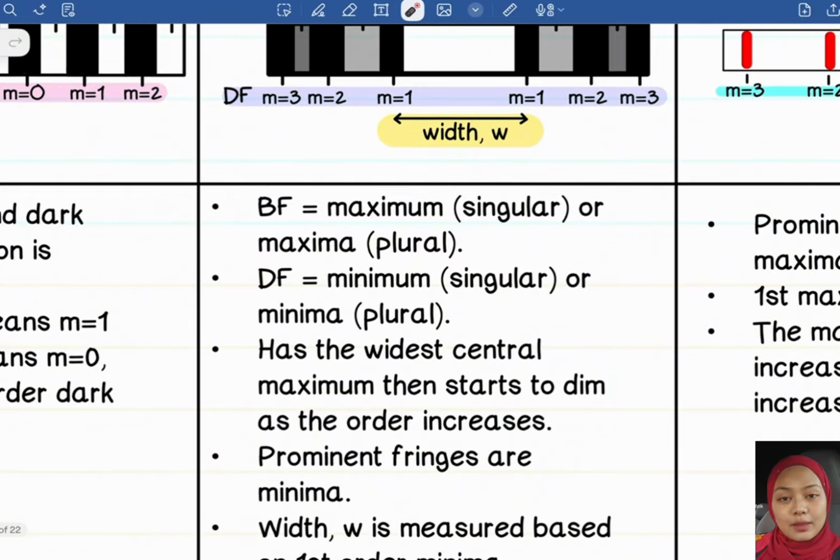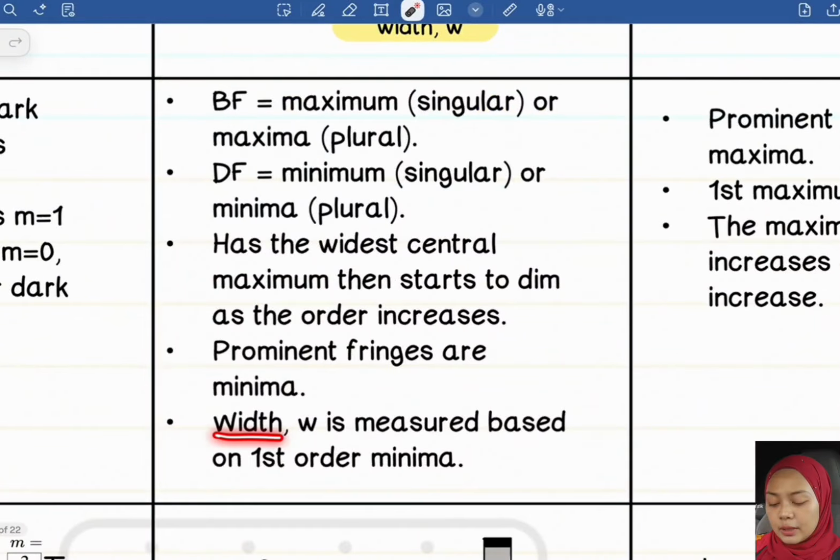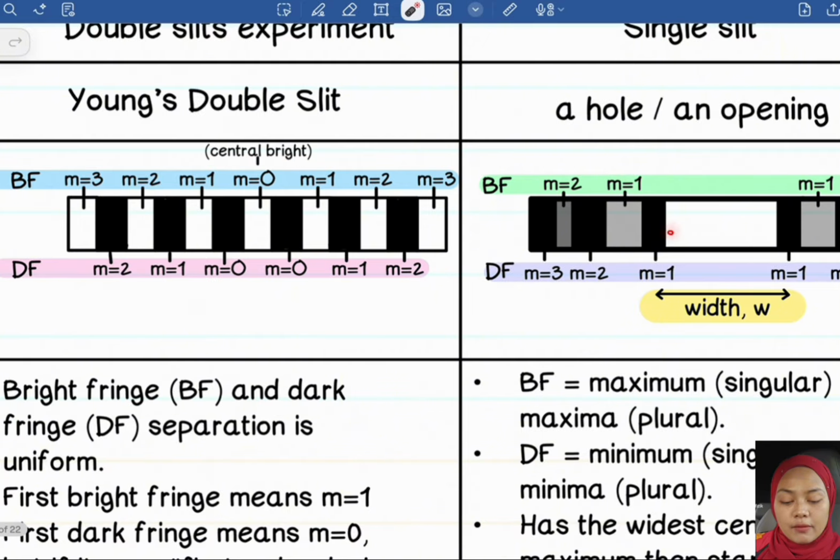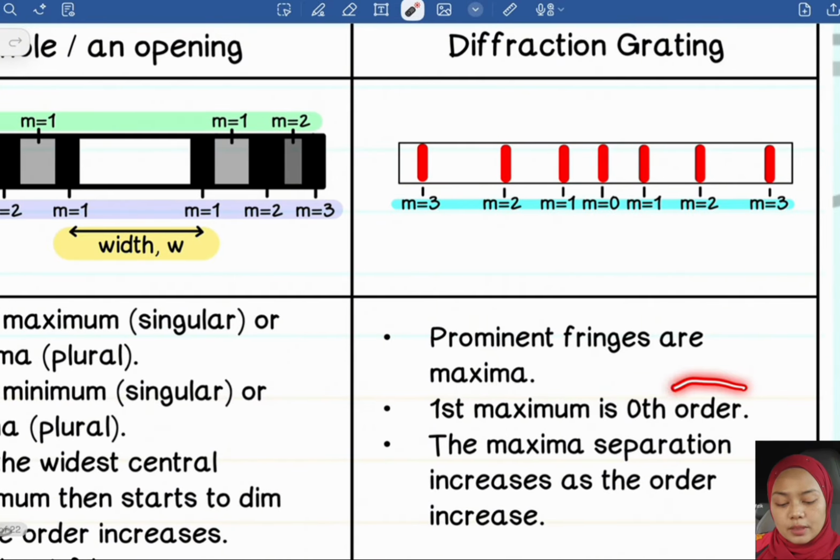Then we also see the term prominent. Prominent means very strong. We also will see the term width, which is the breadth. Here, for example, we have a very wide central maxima. We also have order. So sometimes we have 0th order, sometimes we have first order. It depends on the pattern. For example, for diffraction grating, we mostly can only observe maxima. We don't really have minima per se because we don't have dark fringes. It's mostly just dots or slices of maxima.